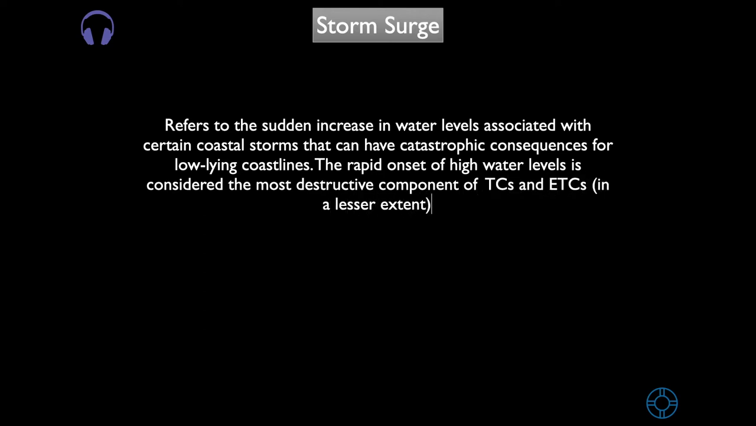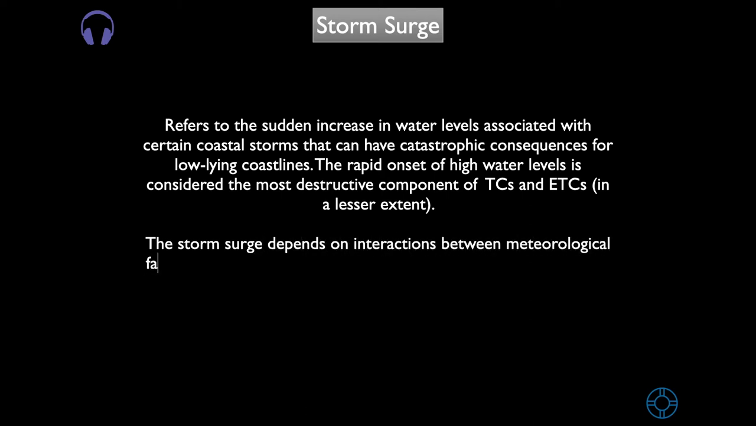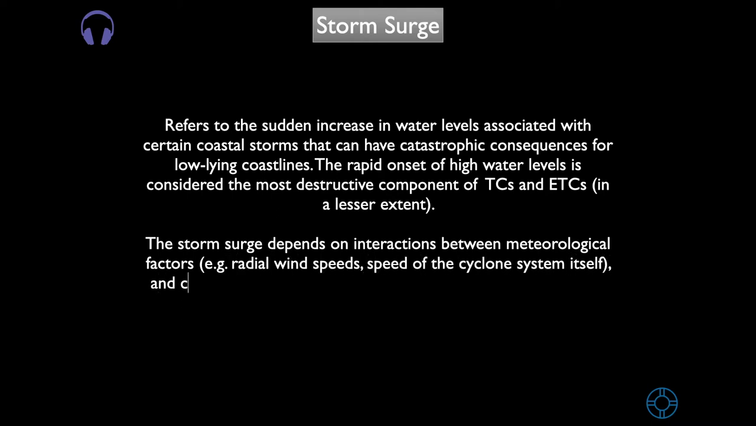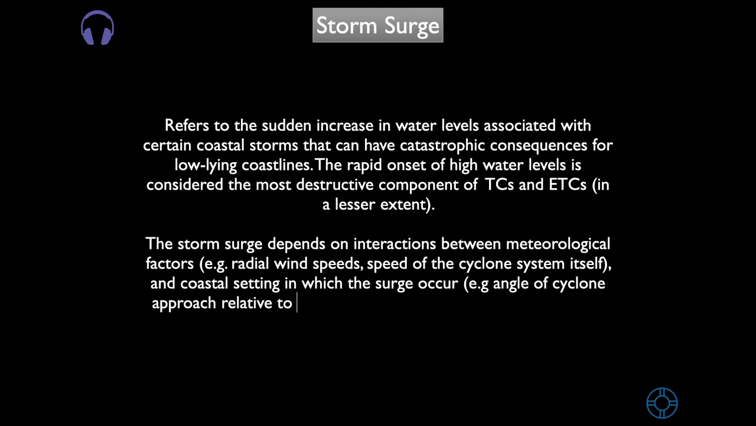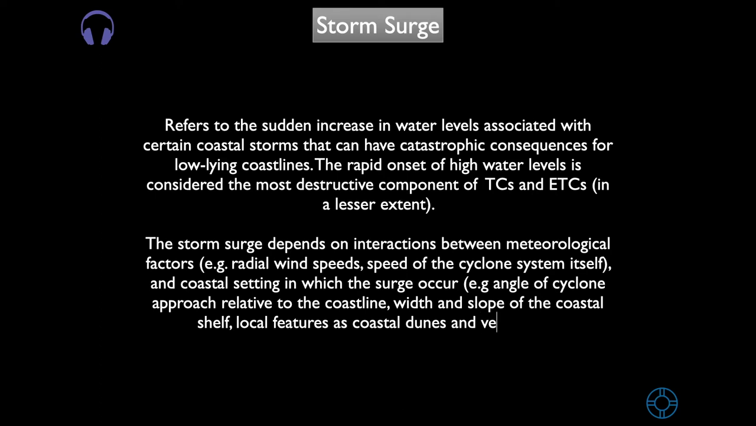The storm surge depends on interactions between meteorological factors, for example, radial wind speeds and the speed of the cyclone system itself, and the coastal setting in which the surge occurs, for example, the angle of cyclone approach relative to the coastline, the width and slope of the coastal shelf, local features such as coastal dunes and vegetation, and so on.